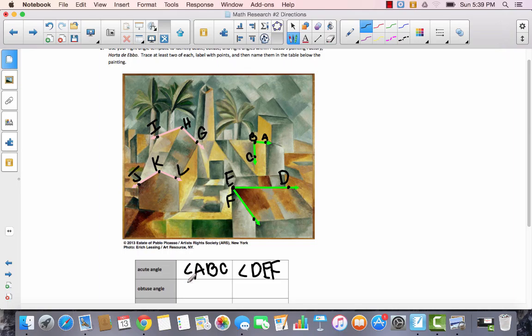So my obtuse angle, now notice the angle symbol is the same, regardless of whether it's an acute angle, an obtuse angle, or a right angle. Still, they all look like acute angles. So I'm going to go ahead and do IHG.